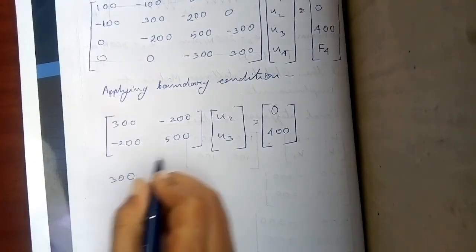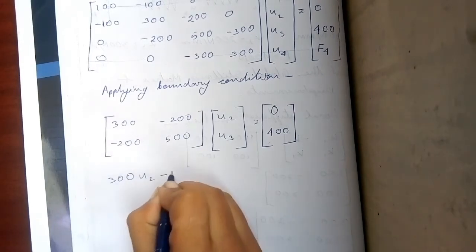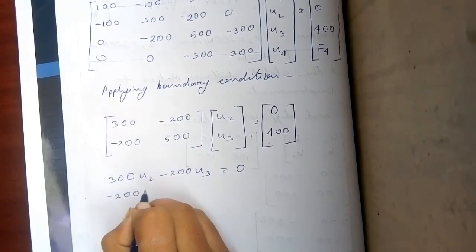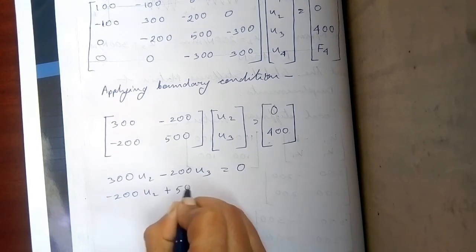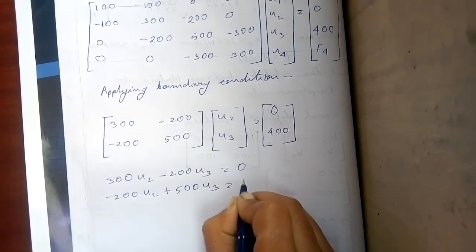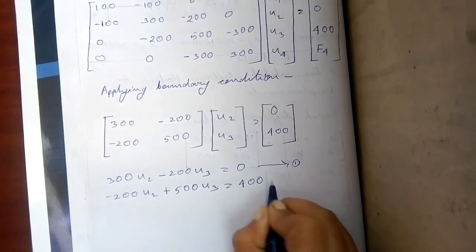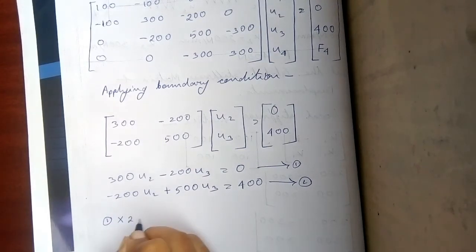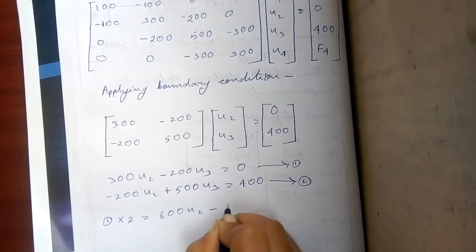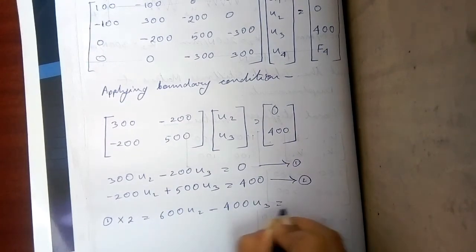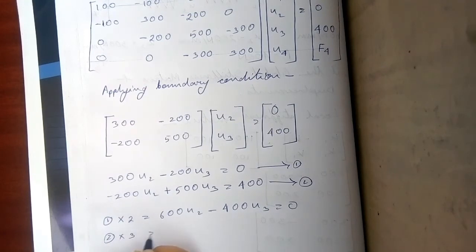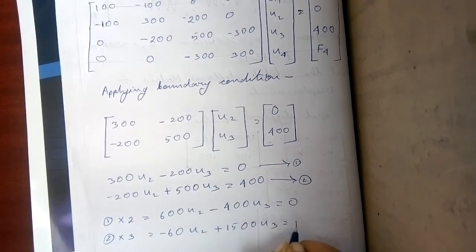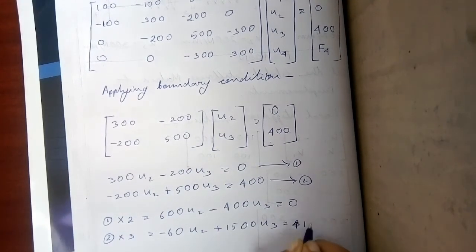Now we can form two equations out of it. 300 into U2 minus 200 into U3 equal to 0. Minus 200 into U2 plus 500 into U3 equal to 400. Equation 1 and equation 2. So let's solve it. Multiply equation 1 with 2: 600 U2 minus 400 U3 equal to 0. Equation 2 with 3 is minus 600 U2 plus 1500 U3 equal to 1200.